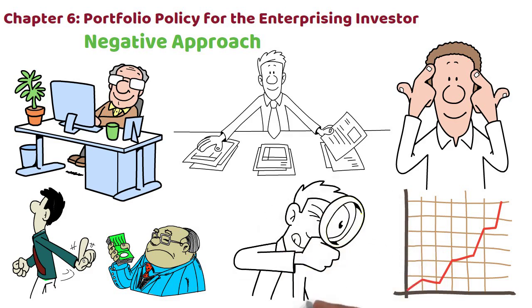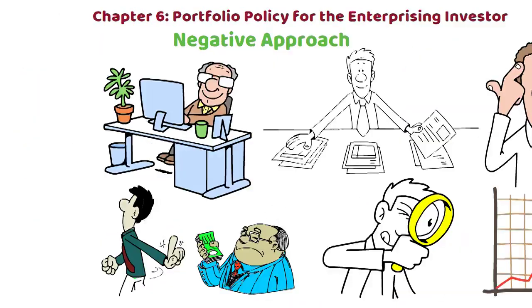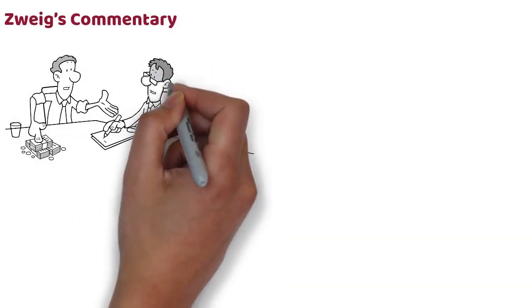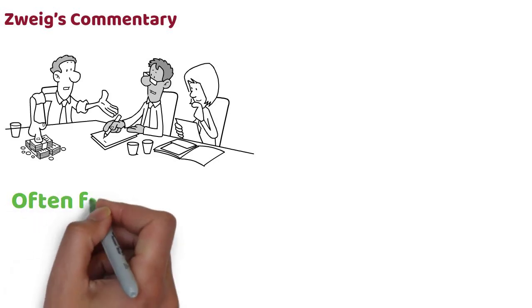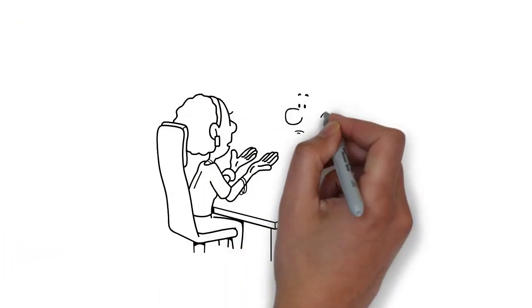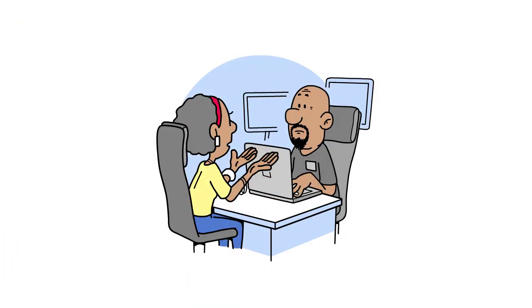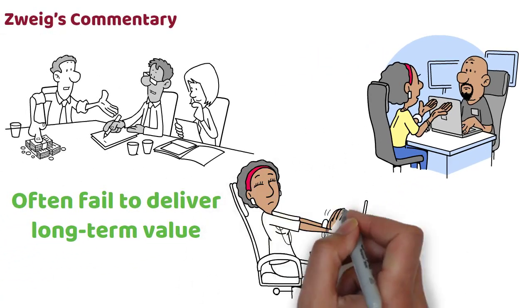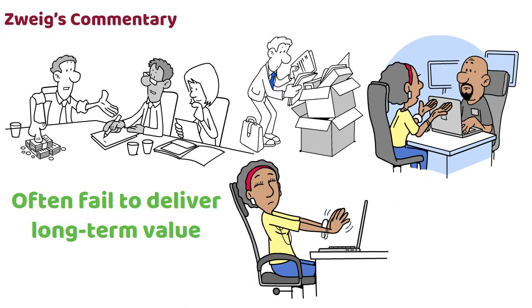Graham emphasizes the importance of thorough research and analysis. Zwig elaborates on Graham's warnings by discussing modern examples of speculative investments that often fail to deliver long-term value. He stresses the importance of sticking to areas where the investor has expertise and avoiding the temptation to chase high-risk, high-reward opportunities without adequate research.